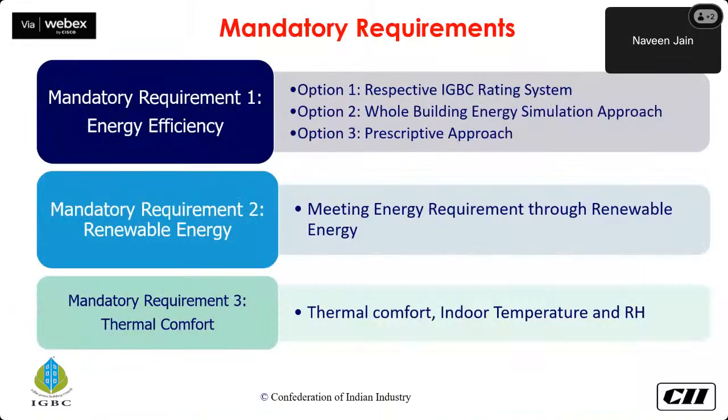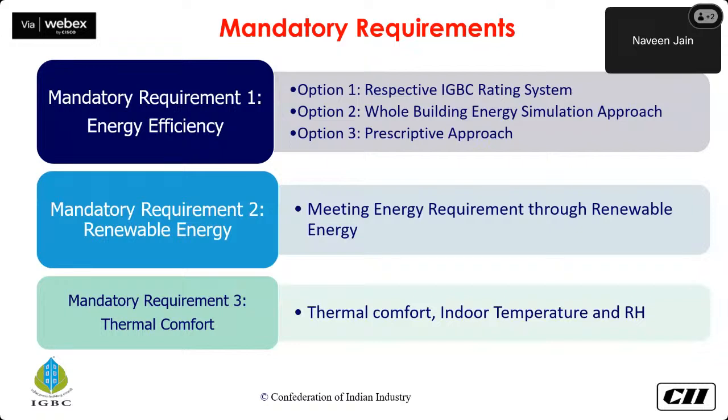So these are the mandatory requirements. First, energy efficiency should be there. How energy efficient? For commercial buildings, the IGBC criteria is already there. Energy efficiency codes come from the BEE. As per the BEE, certain parameters and benchmarks are given for different buildings, and these should be met under the mandatory requirement of energy efficiency. The second mandatory requirement is that you should have renewable energy. And third, without compromising thermal comfort, indoor temperature, RH, and fresh air, the project should meet this criteria.